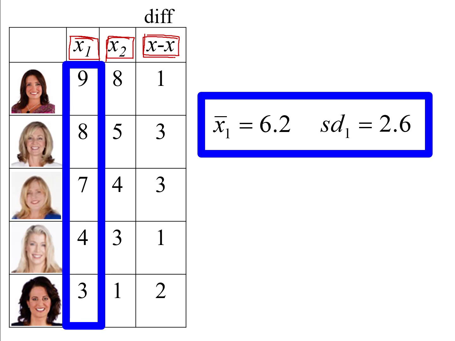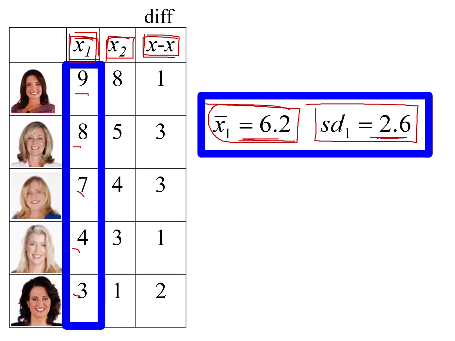So we've got 3 variables, x1, x2, and a difference score. And we could calculate a mean and a standard deviation for each one of these 3 variables. So for example, let's take x1. We've got each person's score on self-doubt at time 1, and we've got scores of a 9, 8, 7, 4, and 3. We could calculate the mean of those 5 values. It turns out the mean is 6.2. So the average level of doubt at time 1 is 6.2. And then we could calculate the standard deviation for x1, and in this example, it's 2.6. So x1 has a mean of 6.2 and a standard deviation of 2.6.